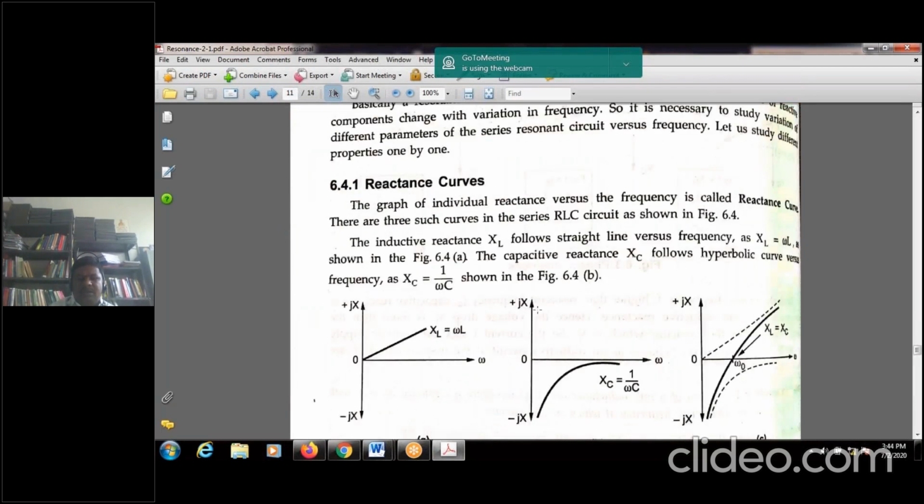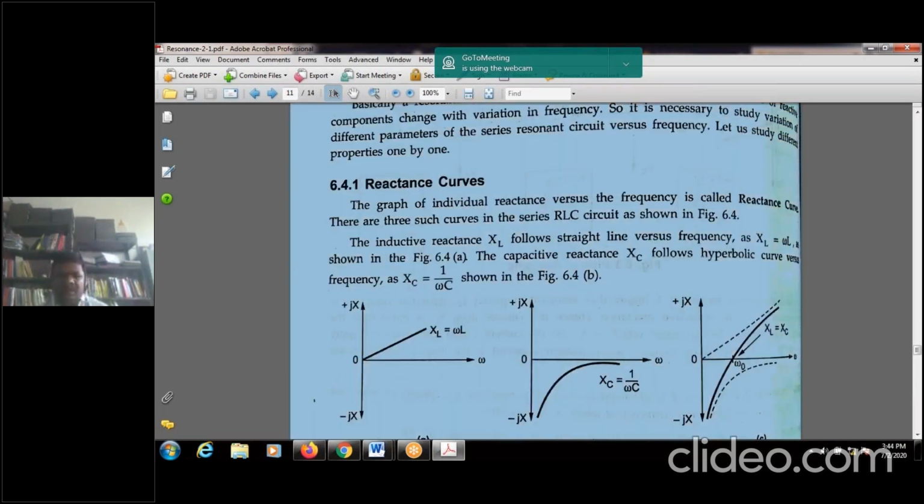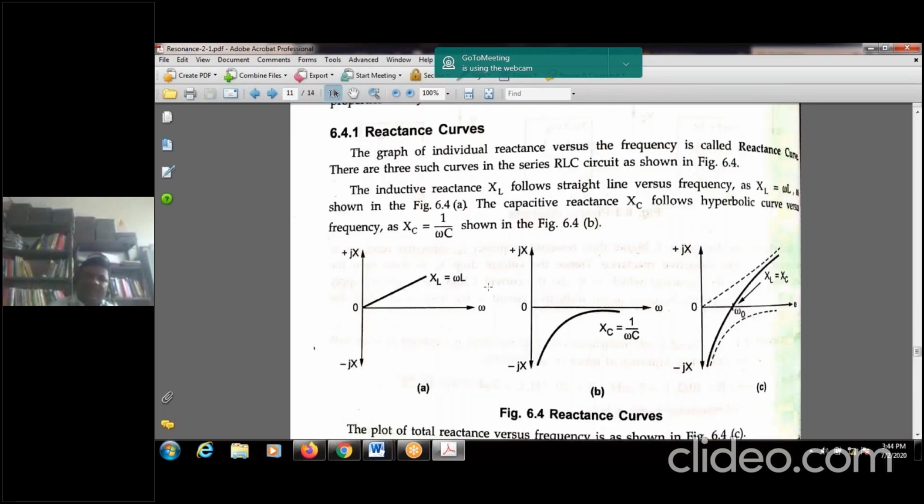Now these are the properties of the resonant curve. Here XL is equal to omega L. This is for the inductor. That means what it indicates? Omega is equal to 2 pi F. As frequency increases, XL also increases. That means with respect to F, the reactance of the inductor also increases with respect to frequency.